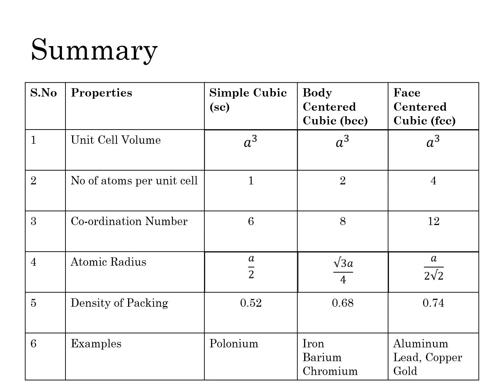The number of atoms per unit cell is 1 for simple cubic, 2 for body-centered, and 4 for face-centered. The coordination number is 6 for simple cubic, 8 for body-centered, and 12 for face-centered. The atomic radius is a by 2, root 3 by 4 a, and a by 2 root 2. The density of packing is 0.52, 0.68, and 0.74. Examples: polonium, iron, barium, chromium, aluminium, lead, copper, gold.